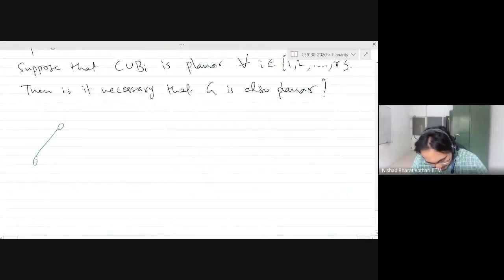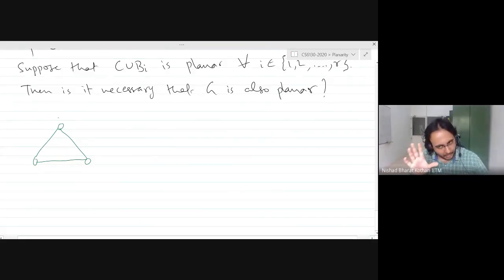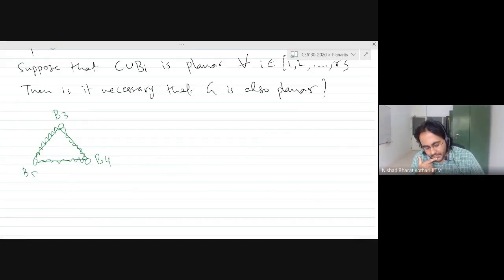So the drawing looks like this. If I were to make a graph out of my bridges, now each bridge is represented by a vertex. B3 and B4 overlap, so I put an edge between them. B3 and B5 overlap, so I put an edge between them. And B4 and B5 overlap, I put an edge between them. Okay? So this seems to be a problem.